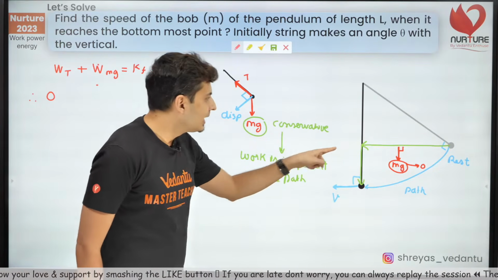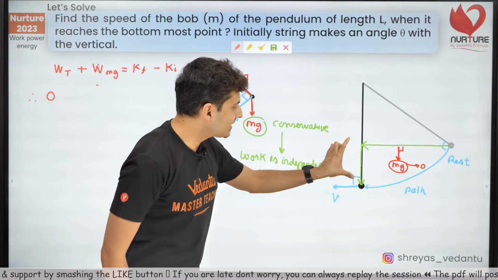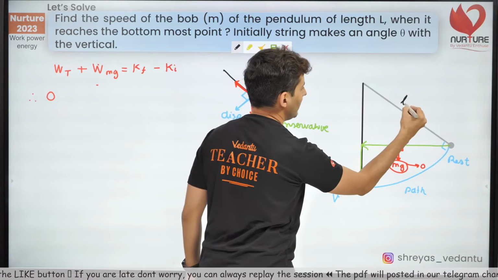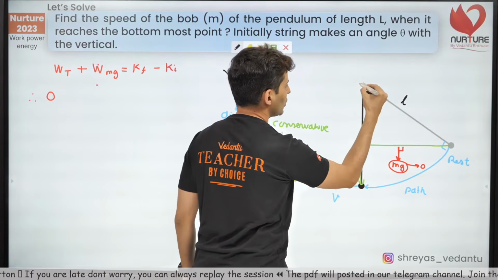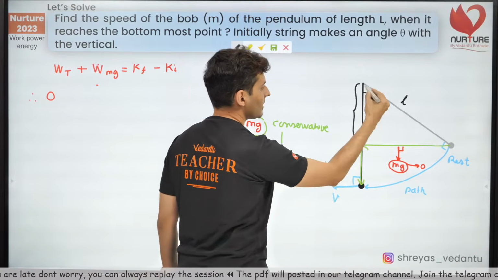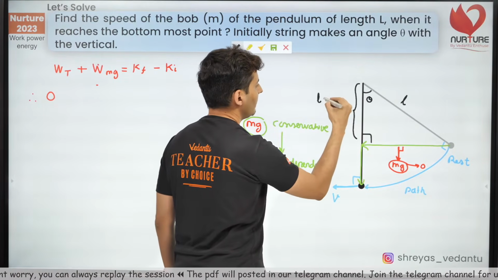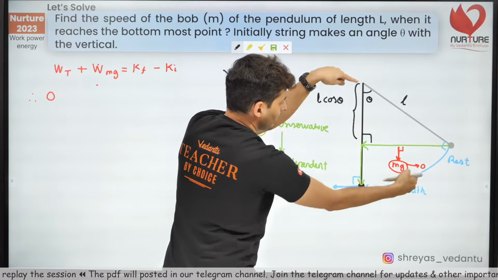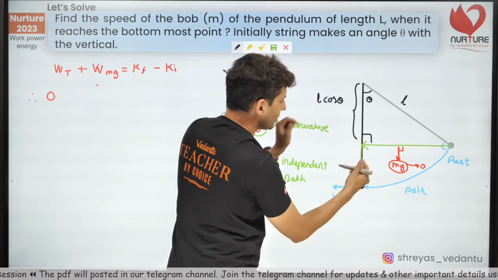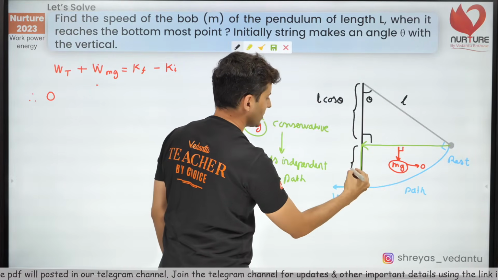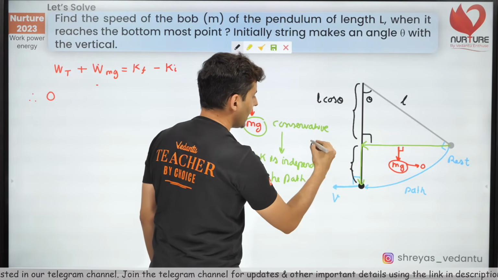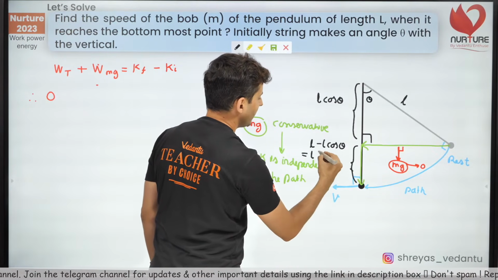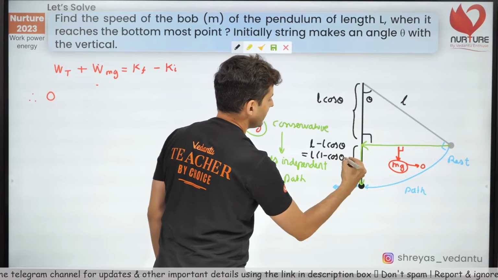That's the best part. Now, here, this displacement I can easily calculate. How? Think. This is L. This is theta. So in this triangle it is L cos theta. But this whole thing is L. So just this much, how much will it be? L minus L cos theta, which is L into 1 minus cos theta.